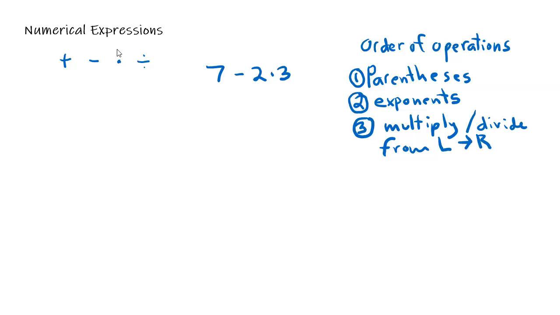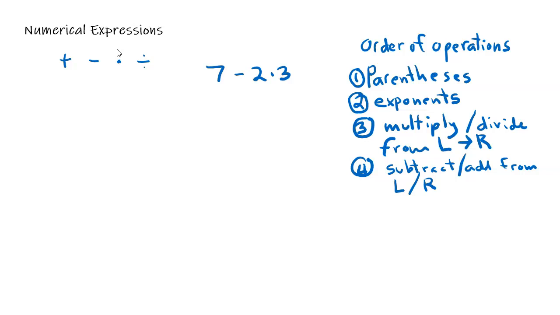So this expression actually has multiplication in it right here. But we have a subtraction sign. That's the next order of operations. The next thing you do is you subtract or add from left to right. Okay, so these are the order of operations. I'm going to go over a few examples of how to use them.